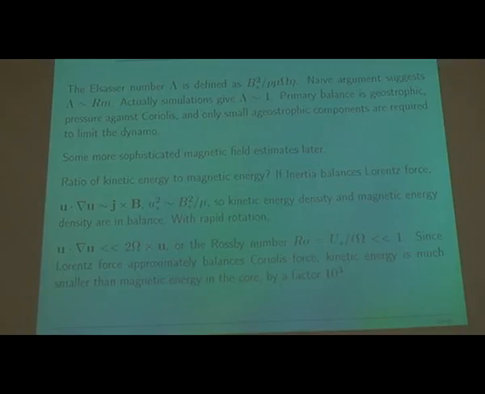Okay, so that means that kinetic energy is much, much smaller than magnetic energy in the core. There's nearly a factor of 10 to the 3 difference between the kinetic energy density and the magnetic energy density. So there's no simple equipartition of kinetic energy and magnetic energy in the core. The fundamental force balance is different in the planetary dynamos.